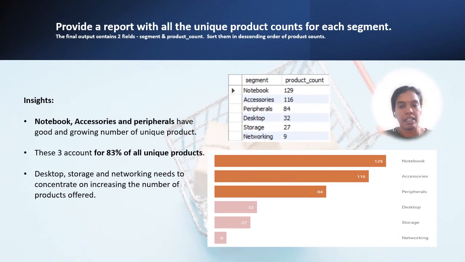It can be seen that notebook, accessories and peripherals are the top 3 segments offered by this company, accounting for 83% of the total unique products. And I think they need to concentrate more on desktop, storage and networking in order to capture new markets and gain more sales and hence increase their profit.